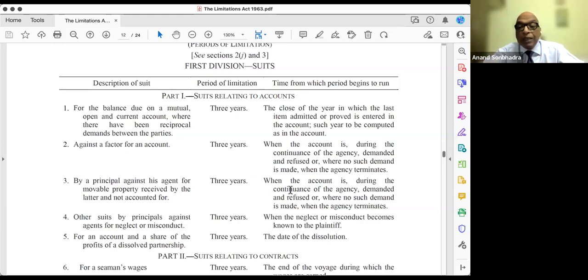When the account is demanded and refused during the continuance of the agency, which means if there is a demand made by the principal against the agent, the date of demand, or if the demand has been made and later on refused, the date of refusal, 3 years would be counted from there.